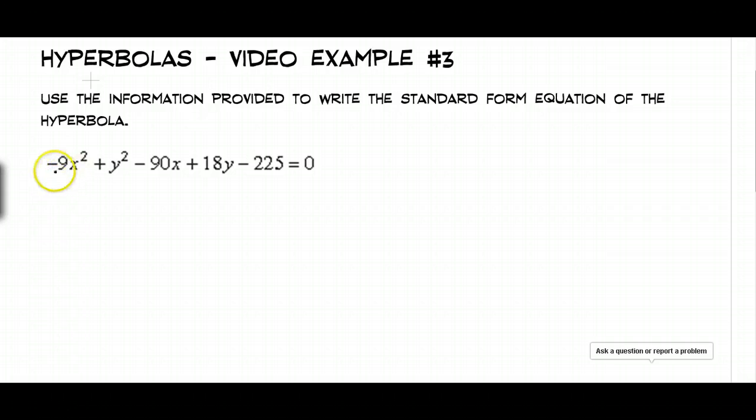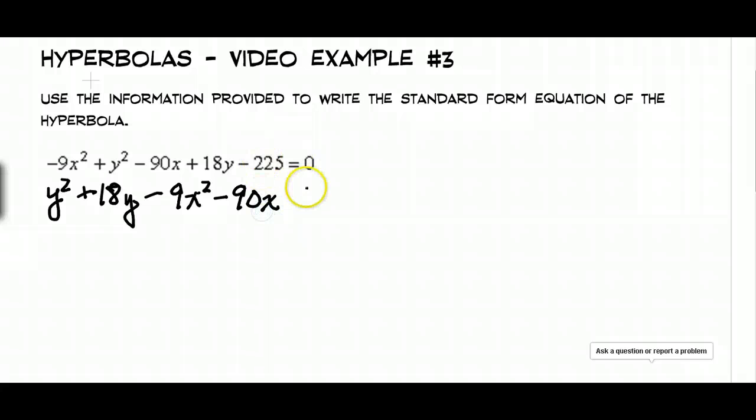So if you notice here, my leading coefficient is negative for my x's and it's positive for my y's. So when we rearrange this, we want to make sure whichever one is positive, we put that in the front. So since my y is positive for this one, I'm going to move that over to the front. So I've got y squared plus 18y, and then I'll put my x term. So I have minus 9x squared minus 90x, and then we'll move the 225 over to the other side, so that's going to be positive 225.